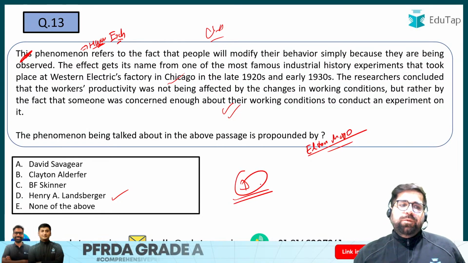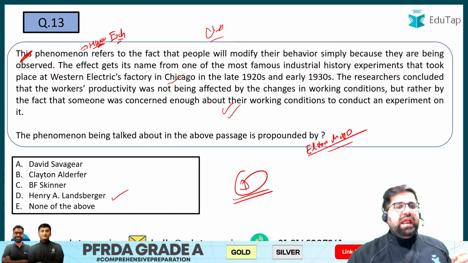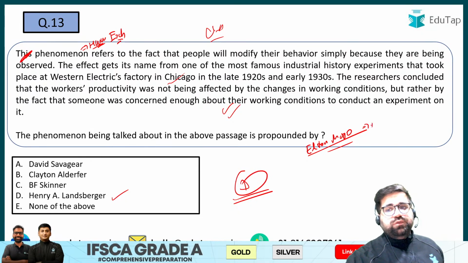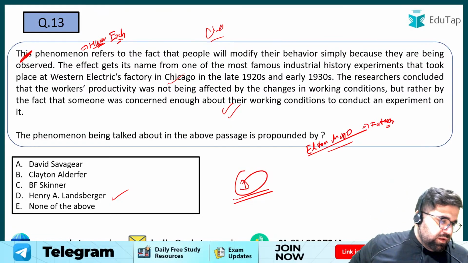The correct answer will be option number D, Henry A. Landsberg. And Elton Mayo was also there. Elton Mayo is the father of Human Relations Schools of Management. A very important person when it comes to the concept of management.